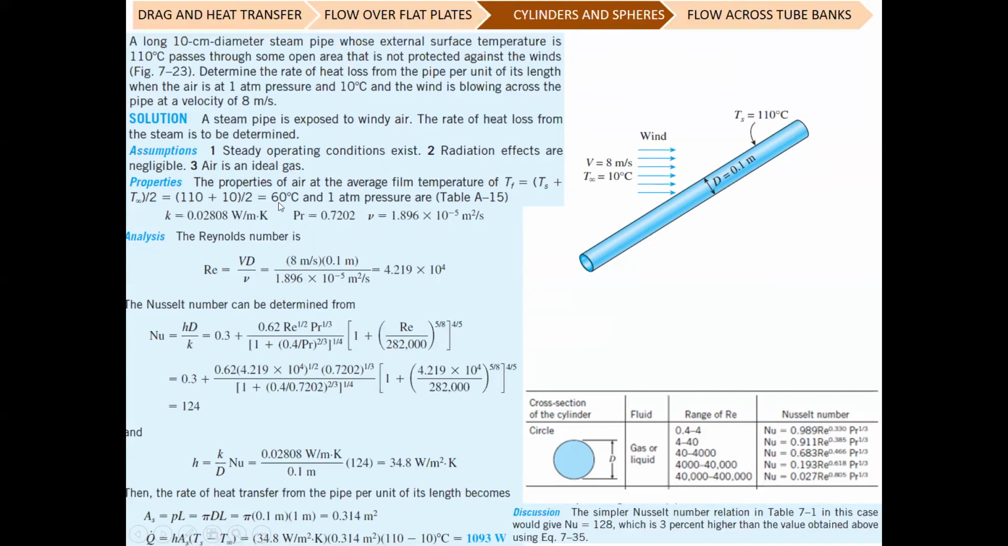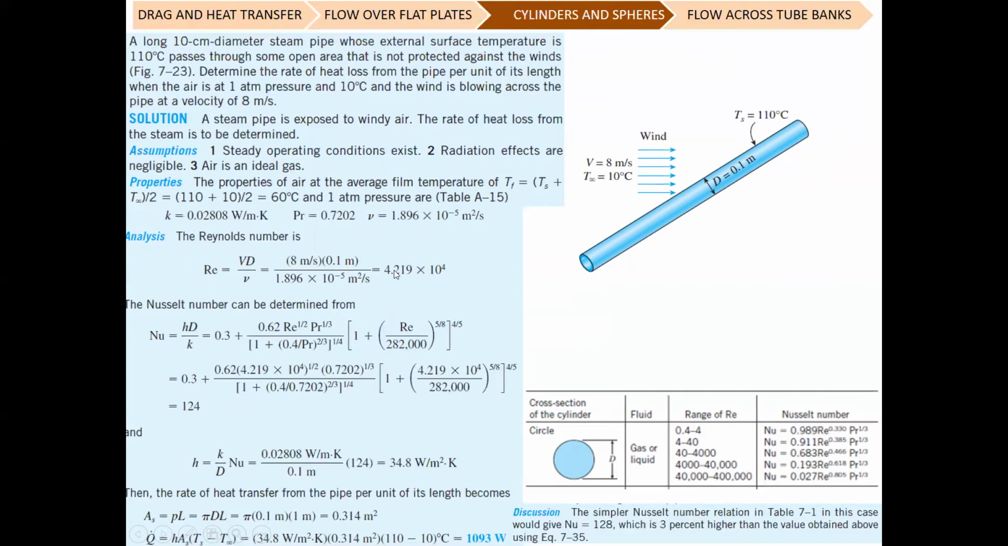So 60 degrees Celsius is the temperature you look up in Table A-15, where you find the properties of air at this temperature. From that, you find the thermal conductivity, the Prandtl number, and the kinematic viscosity. Next, you calculate the Reynolds number. You have a speed of 8 meters per second. The diameter of the rod is 0.1 meter; you need to change from centimeters to meters. And your kinematic viscosity is this value.